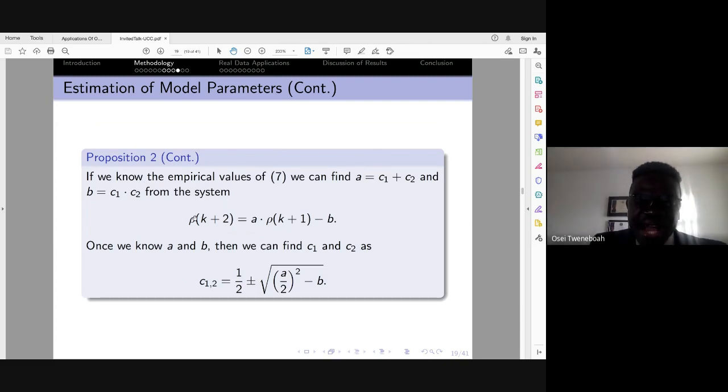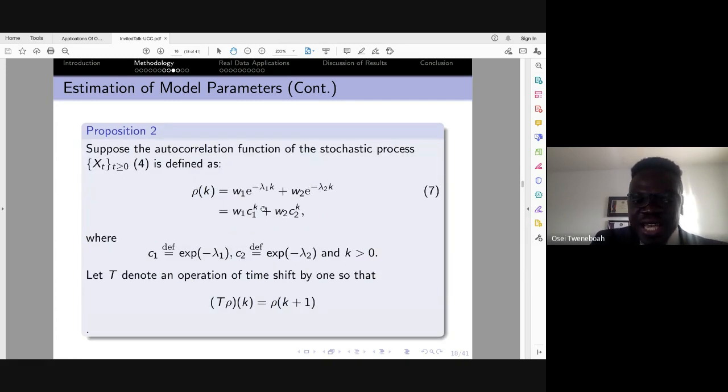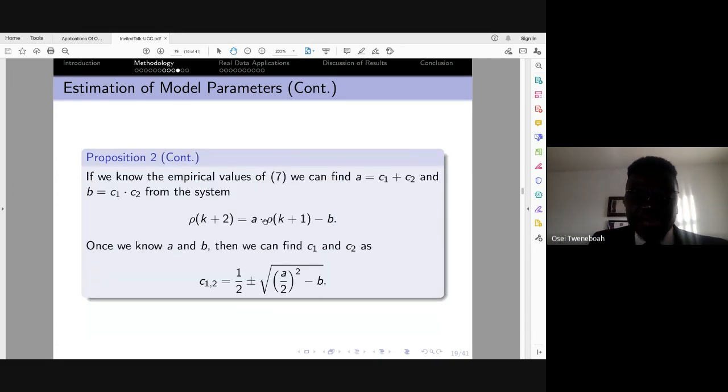Good. Now once we have this, it's very simple. If you know the empirical values of equation 7, you can obtain these empirical values from data. Once you have your time series data, you obtain the empirical values, and from A and B we can solve for C1 and C2. For instance, you could make C1 the subject and then plug it in.